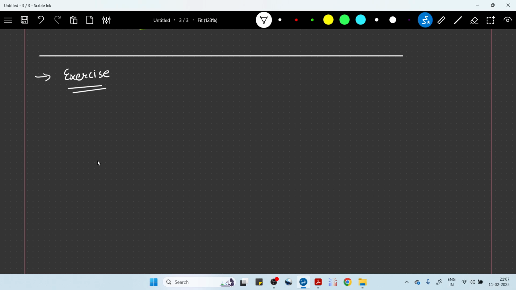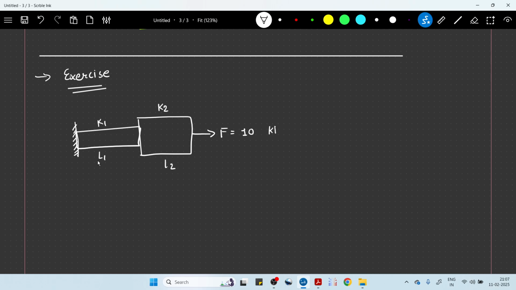Okay, so this is a structure, and this structure is fixed at one end. The structure stiffness matrices K1 and K2 are given, and the lengths L1 and L2 are also given. And at the other end we apply an external force of 10 kilonewton. So one end is fixed, and the other end has some external force applied.